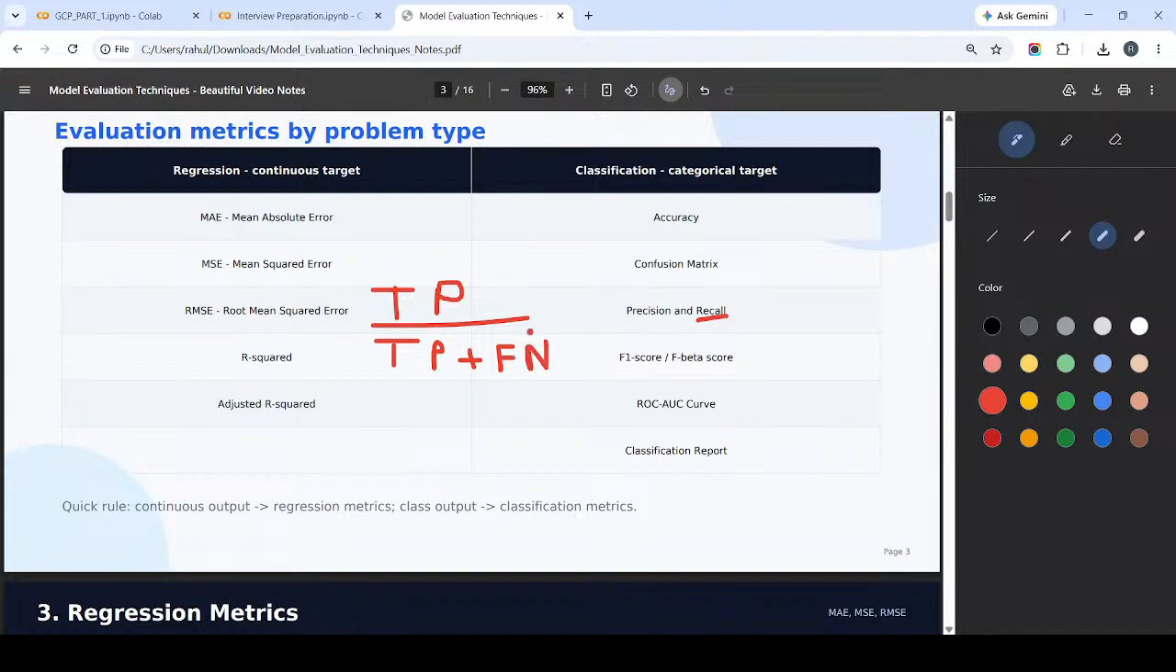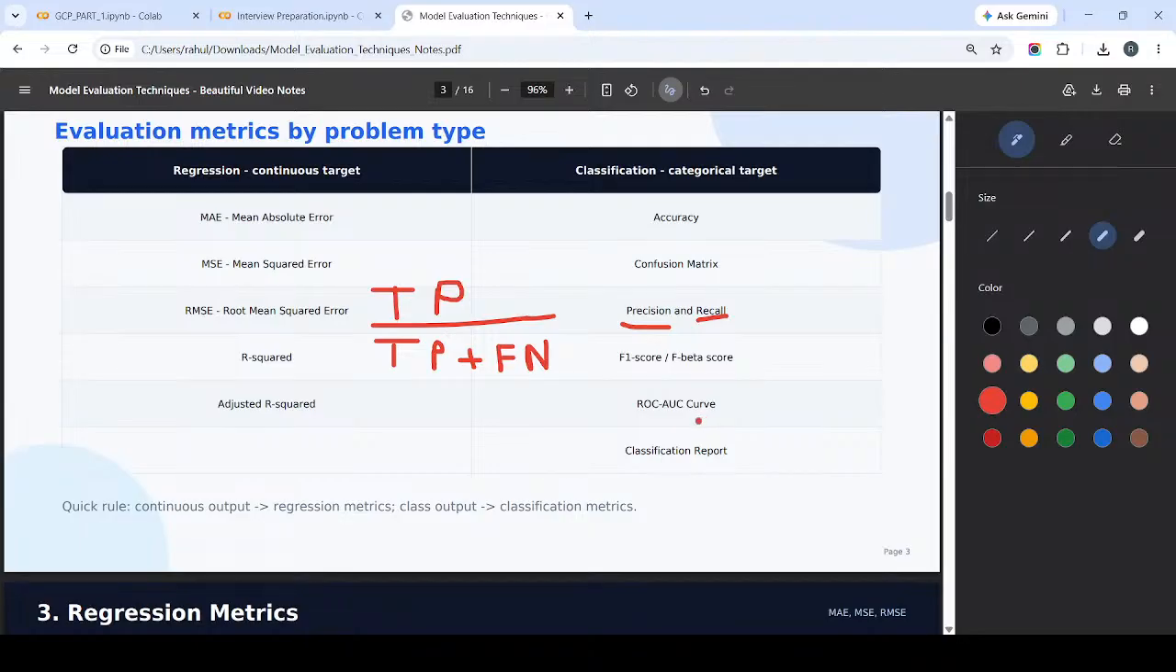Because we know that false negative means these values are actually positive, but by mistake we predicted them as negative. So recall is the ratio of correct positive predictions to the total number of actual positives. Recall means that if we have a total of 100 actual defaults, how many of them was I able to catch? Then comes the precision.